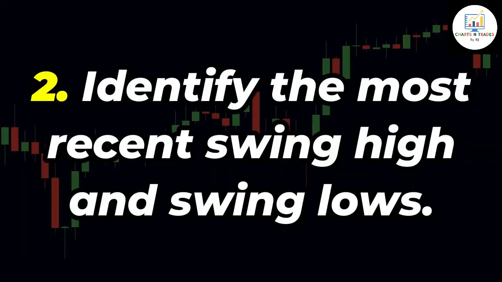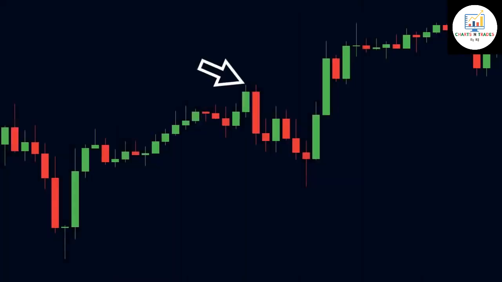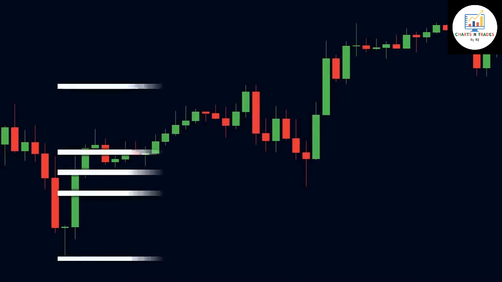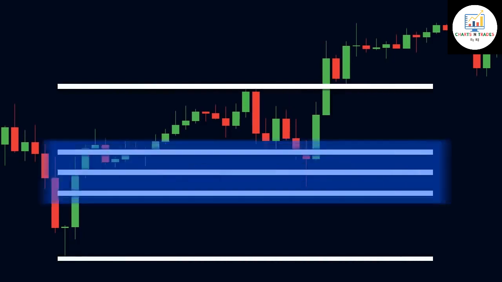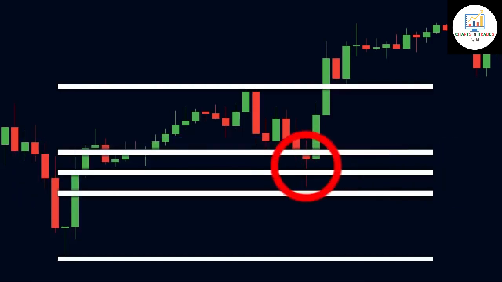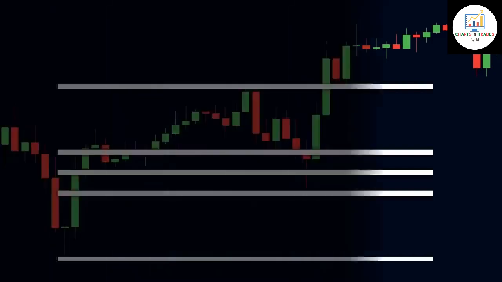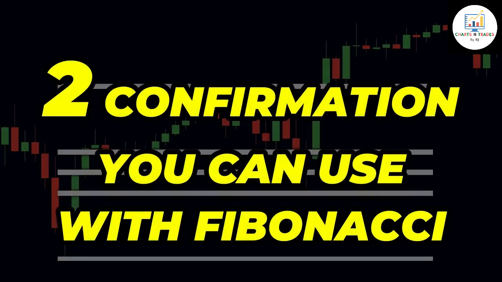The second step is to identify the recent swing high and swing low. On this chart, the swing high and swing low are these points. Once we have identified the swing points, we will plot the Fibonacci retracement tool. The retracement tool will provide us with price levels that will help us in predicting the end of the pullback. Now, when the pullback reaches these price levels, we will look for further confirmation to pull the trigger and enter the trade. There are a lot of ways in which you can look for confirmation. In this particular video, I will share two confirmations that you can use with the Fibonacci tool.